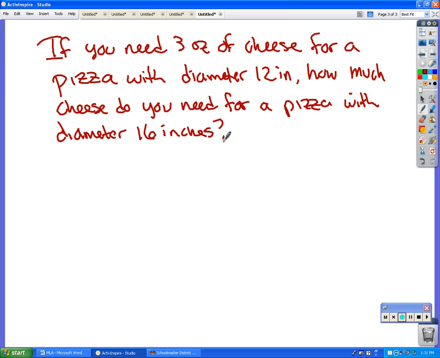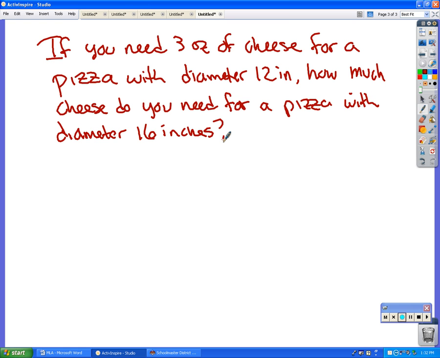Let's do an example with some cheese and some pizza. Okay? So let's say, for whatever reason, you need 3 ounces of cheese for a pizza with a diameter of 12 inches. When you are putting cheese on a pizza, what characteristic of the pizza determines how much cheese you need? How big it is, the circumference, the area, the radius? The diameter, which one of those things? The area, right.